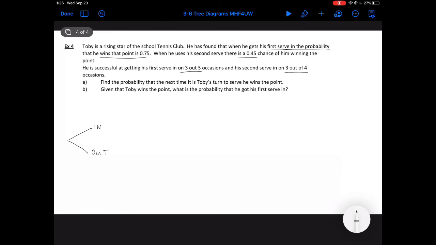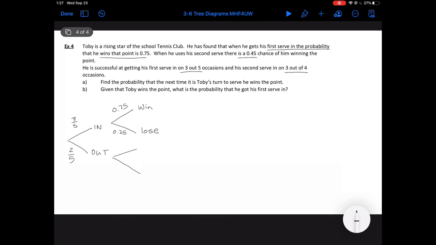So his first serve can either be in or out. And the probability that he gets it in the first time is 3 out of 5. That means that the probability that he gets it out is 2 out of 5. Now, if he gets his serve in, then you're going to figure out if he wins the point or loses the point. So win or lose. If he gets his first serve in, the probability that he wins is 0.75. If he gets his first serve in, the probability that he loses has to be 0.25 because those two branches have to add up to 1.